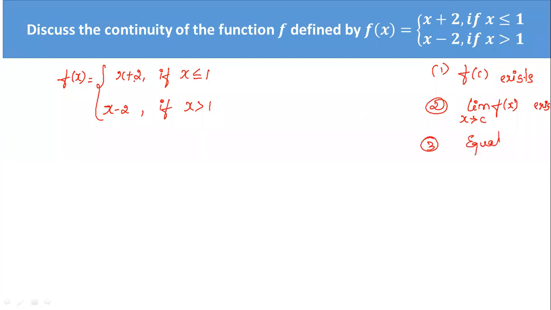Why do we do three cases? You can see when less than 1, it becomes x plus 2, when greater than 1, it becomes x minus 2, and around x equal to 1 the function changes. So we have to do the 3 cases. The first case is case 1, if your c is greater than 1.